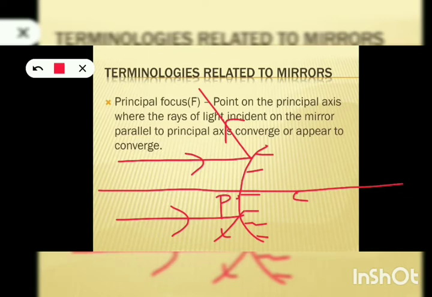So what we will do? We will extend or extrapolate these reflected rays backwards so that they appear to meet at a common point here. And this point where the reflected rays appear to meet is known as the principal focus. So in the case of a convex mirror, the reflected rays do not actually meet at a common point. They only appear to meet at a common point. That's why the term appear to converge has come in the definition of principal focus.